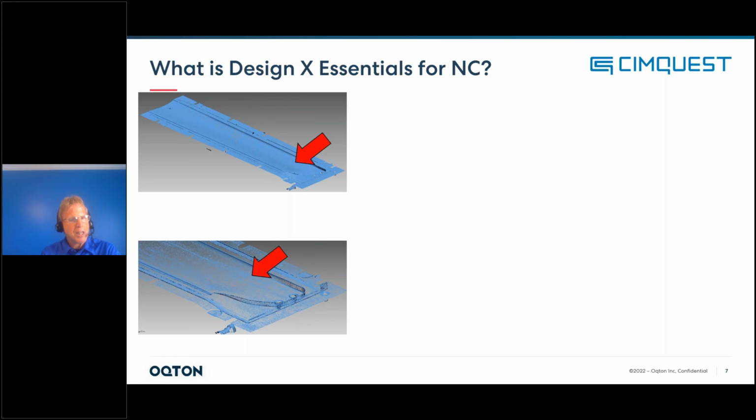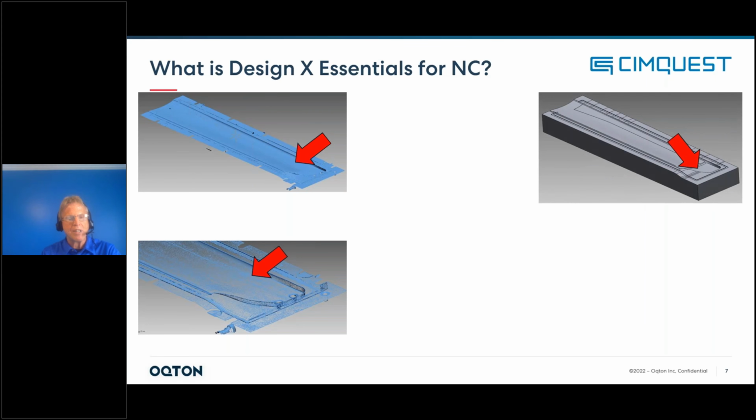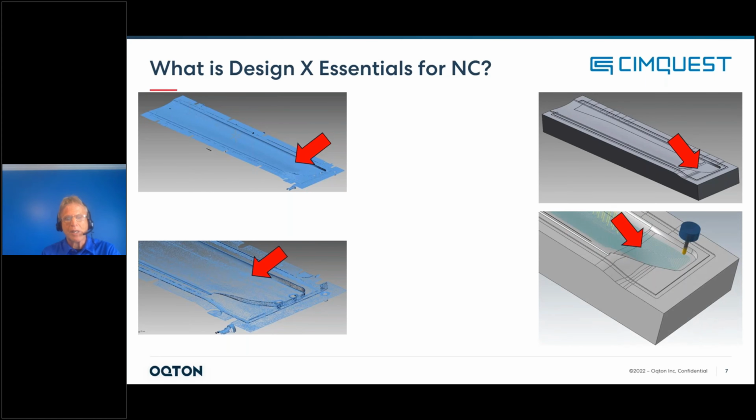So this probing scan, if you will, was taken several years back. But my point here is we have very sparse data. When we look at that point cloud scan in the lower left, the data is extremely sparse, but yet we have enough power and enough intelligence in Design X Essentials to go from that scan to a fully functional STEP file, STEP or Power Solid model, where we can then develop nice clean toolpath from that.